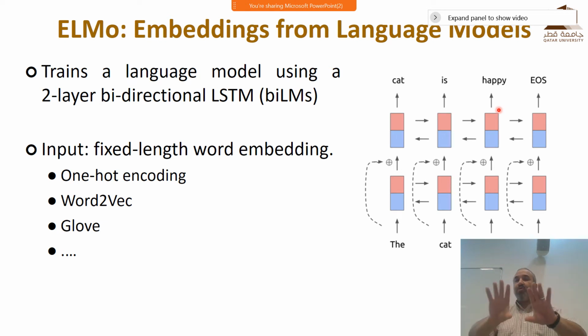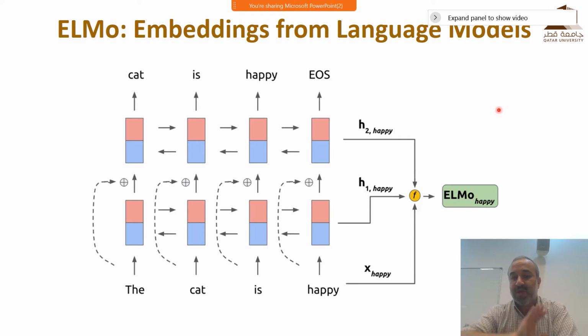Of course, I have to first train this network with so many examples, like what we saw in the previous slide, with so many sentences. Then after we are done with training the network to learn the language model, we use the trained network to generate the embeddings.